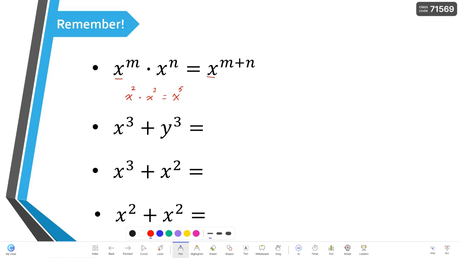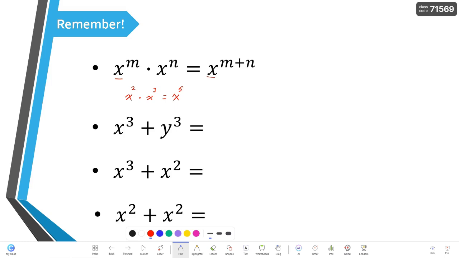One more thing we need to understand, which will be helpful for simplifying our product, is like terms. Like terms are terms that have the same variable and the same degree. So here, if we look at x raised to the power of 3 plus y raised to the power of 3, we can notice that they have the same degree, which is 3, but they are two different variables, so we cannot add them together. So this is the simplest form.